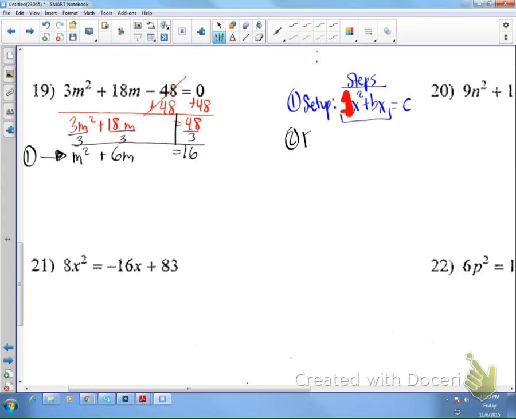Second step, find c, which equals b over 2 all squared.